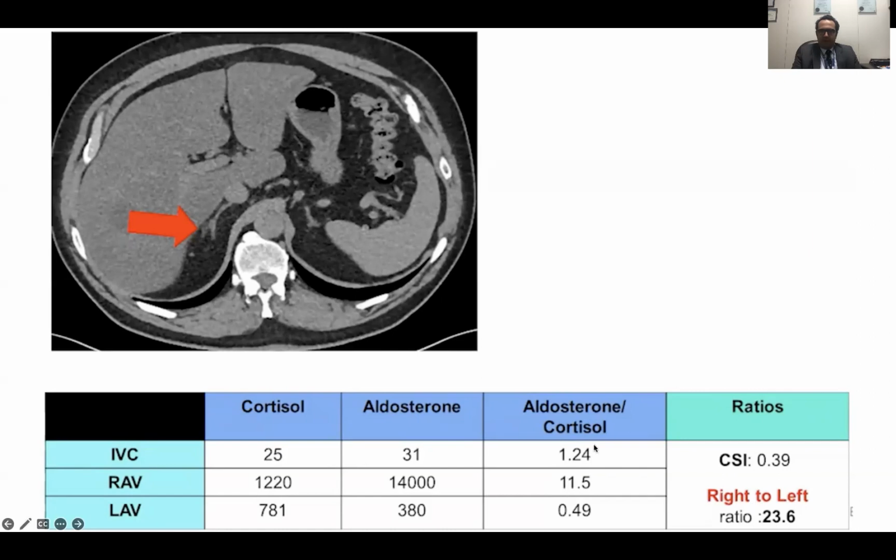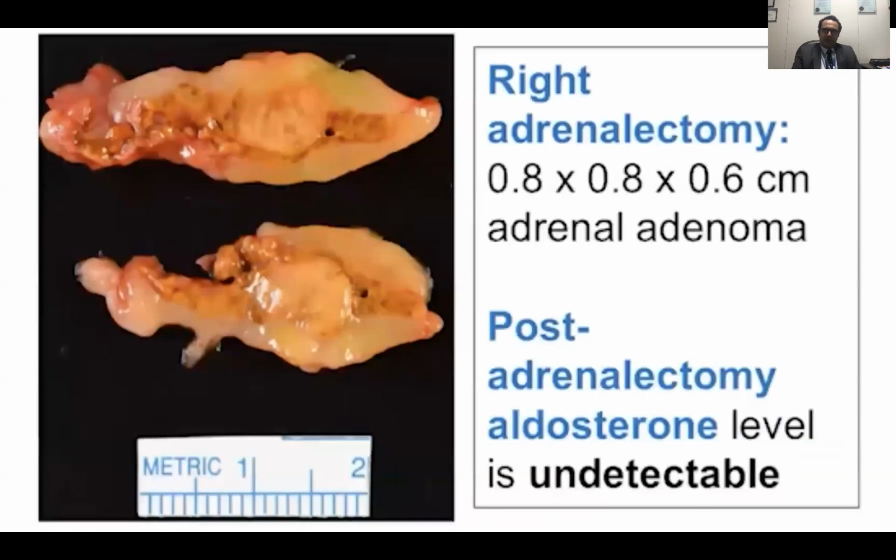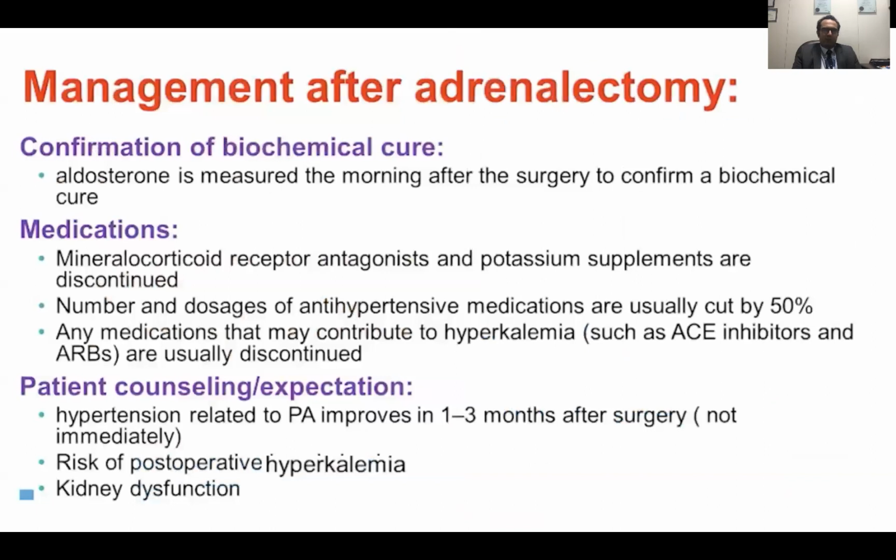And right to left 11, 2.49. And then the contralateral selective suppressive index, the left one is very much lower than the IVC. So CSI is 0.39. So right adrenalectomy done, post-operatively undetectable. But one important thing in the management after adrenalectomy is you have to confirm it, and then medications should be stopped. Mineralocorticoid receptor antagonists, ACE inhibitors, ARBs should be stopped because they cause hyperkalemia.